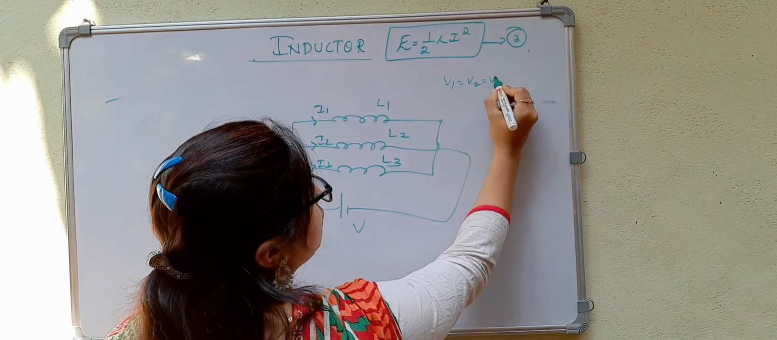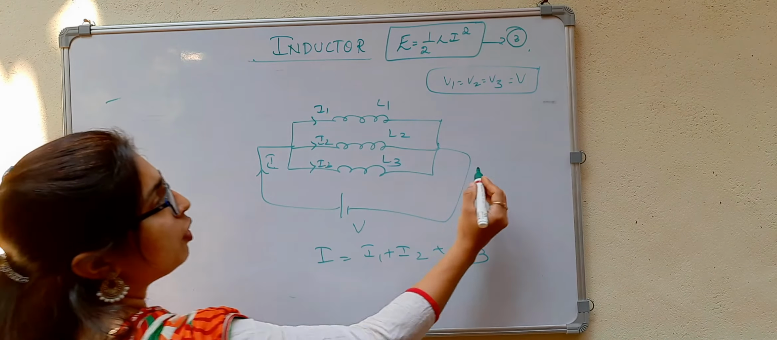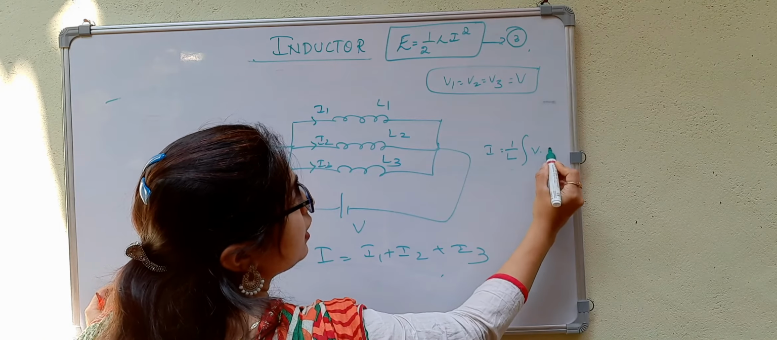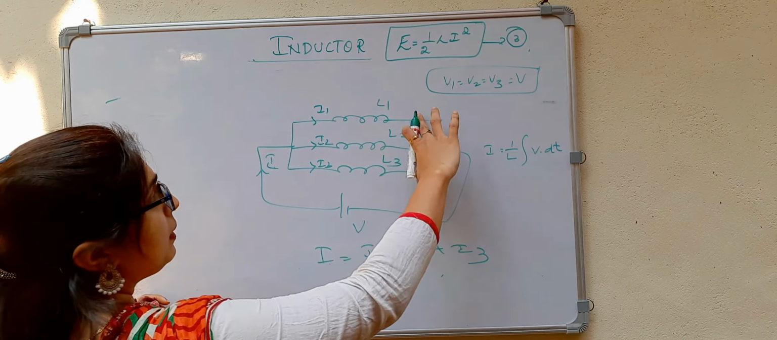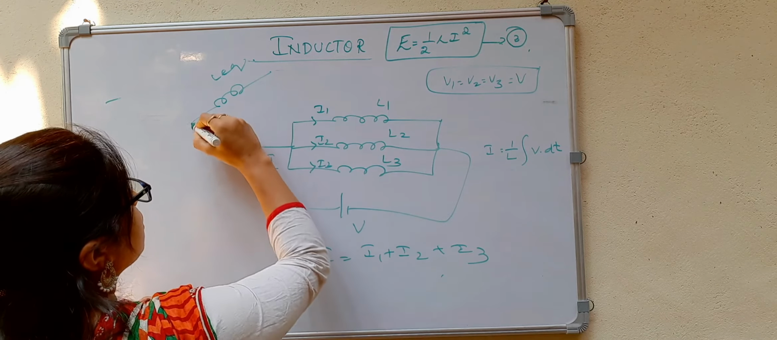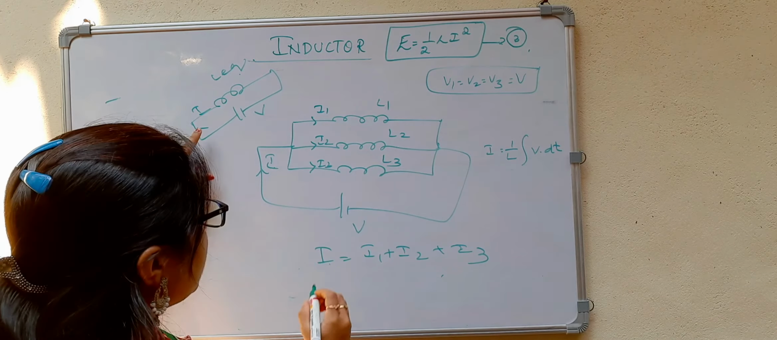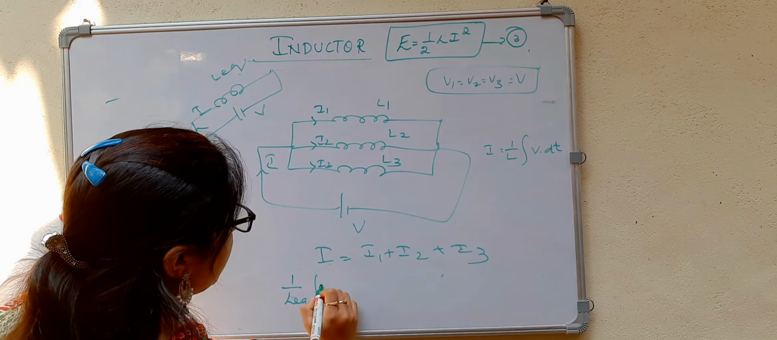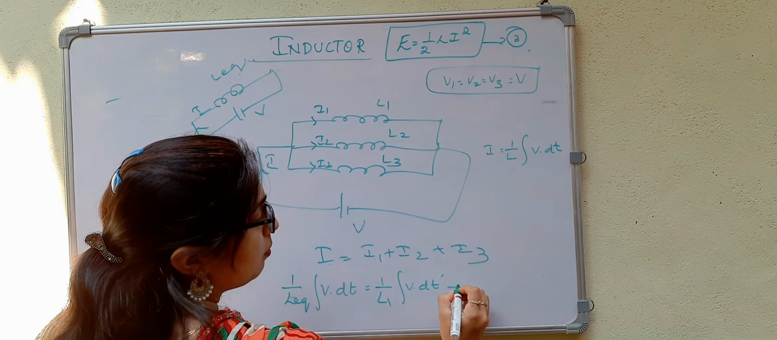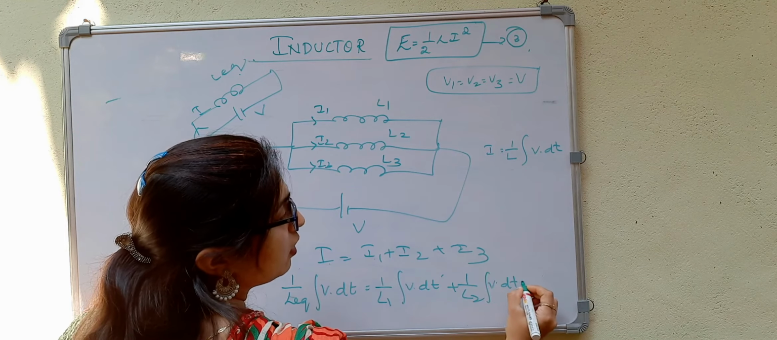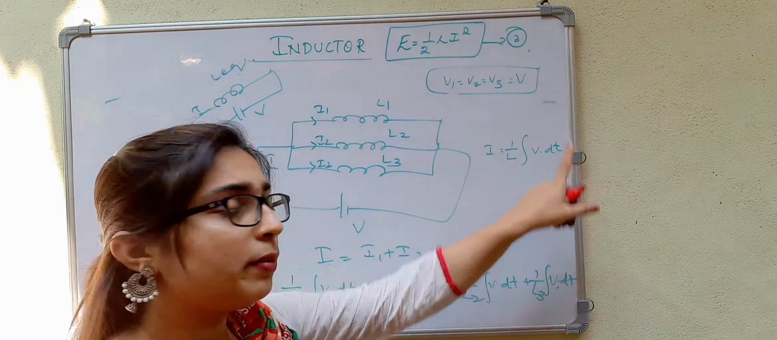Now the current division takes place. So I is equal to I1 plus I2 plus I3. And you know the formula for I, that is equal to 1 by L integration V dt. Here also we replace this with the equivalent: voltage V, this is L equivalent, this is current I. So that is equal to 1 by L equivalent integration V dt. This is 1 by L1 integration V dt plus 1 by L2 integration V dt plus 1 by L3 integration V dt. Why V dt? Because the voltage drops will be equal.